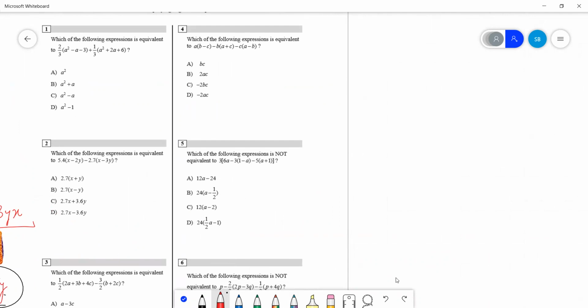Can you read question number 1? Okay. Which of the following expressions is equivalent to 2 over 3 times (a to the second power minus a minus 3) plus 1/3 times (a to the second power plus 2a plus 6)? Yes. So I need you to do this. What will you do first step?